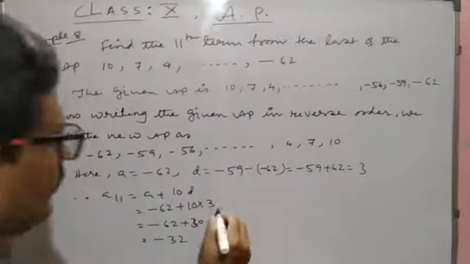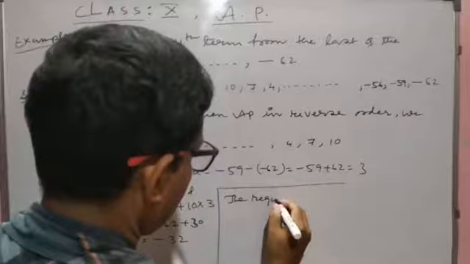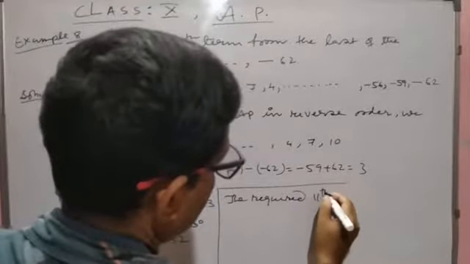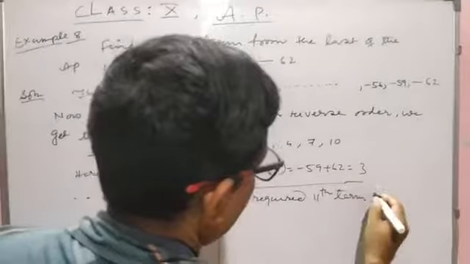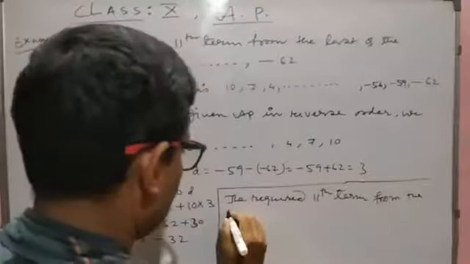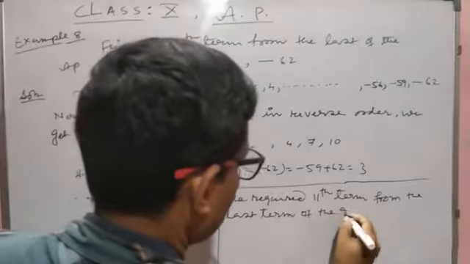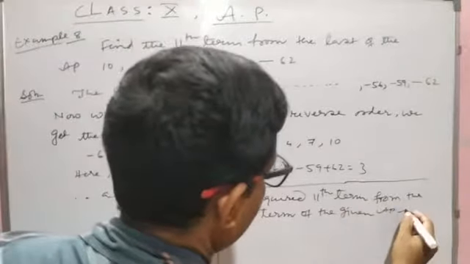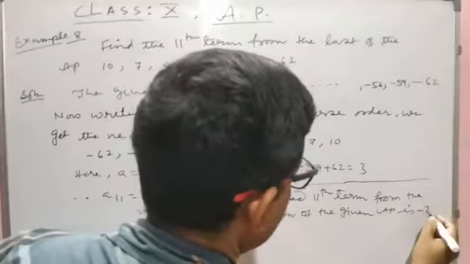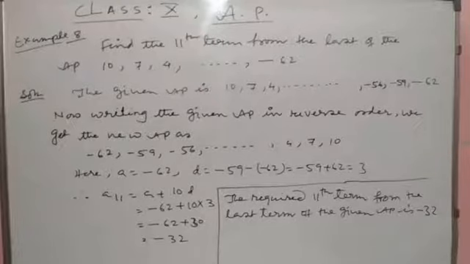Therefore, the required 11th term from the last term of the given AP is minus 32. Thus, the required 11th term from the last term of the given AP is minus 32.